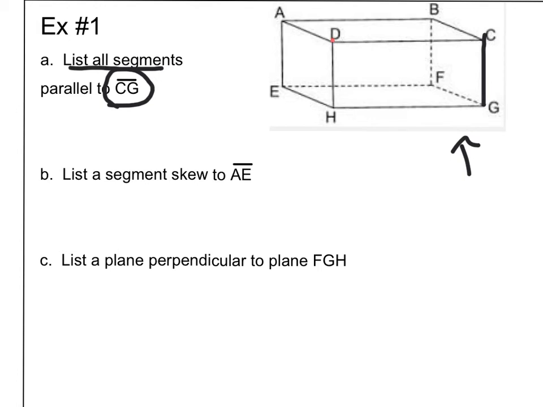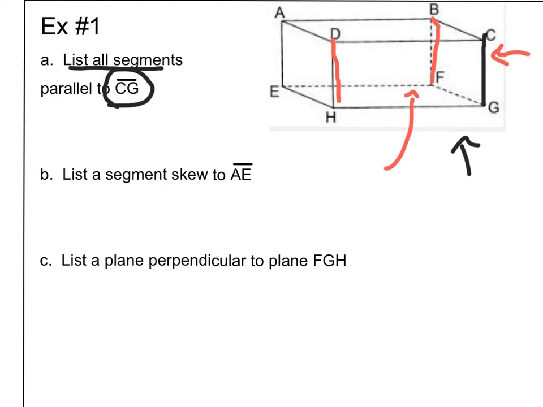Okay, this one would be parallel to CG because it lies in the same plane. This one would be parallel to CG because it lies in the plane on the side. This one lies in the plane on the front. FG would not be because it intersects that line.